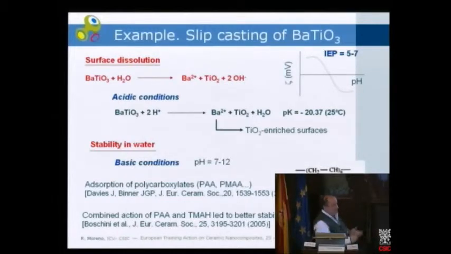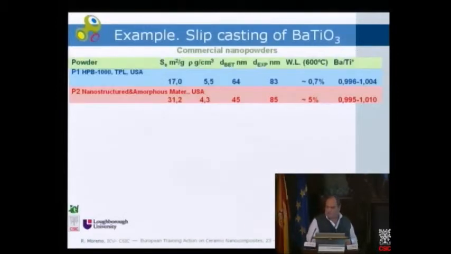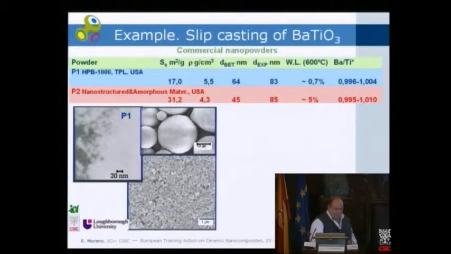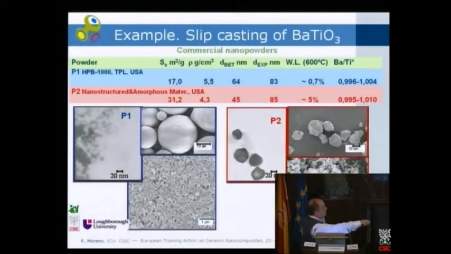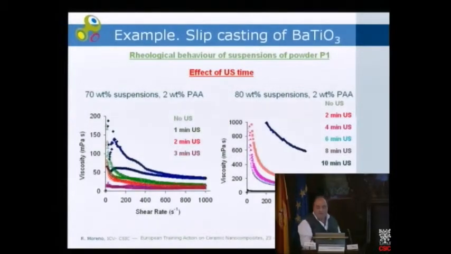We have here barium titanate nanoparticles as an example. We have studied 2 different nanoparticles with particle sizes of 60 and 45 nanometers, but in this case, powder 2 has 5% of organics. These are the microstructures, this for the powder P1, and this for powder P2. It's just the contrary of what one would expect from the content of organics.